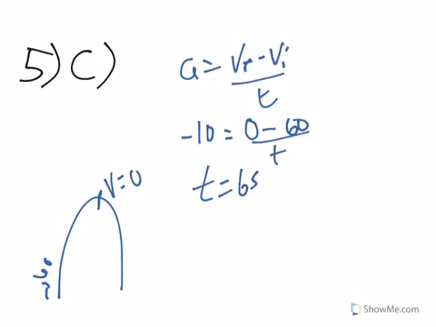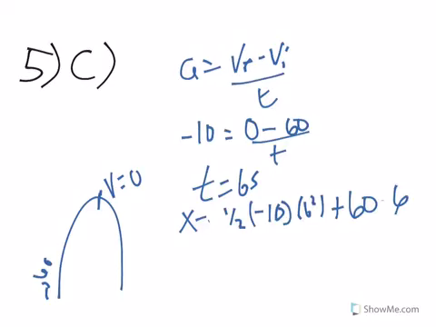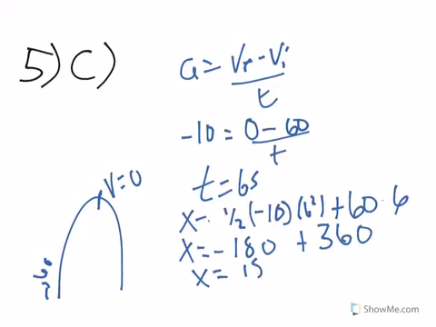So now I want to know the position of that ball at 6 seconds. So x is equal to 1/2 times negative 10 times 6 squared plus 60 times 6. And I get negative 180 plus 360, and x is equal to 180 meters. All right, that finishes up the review.